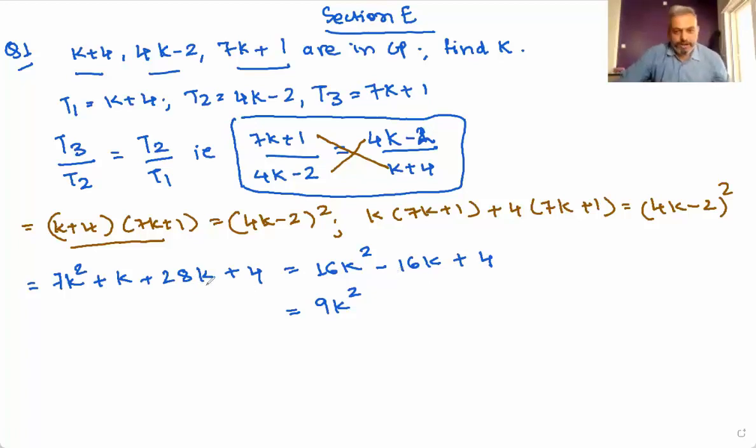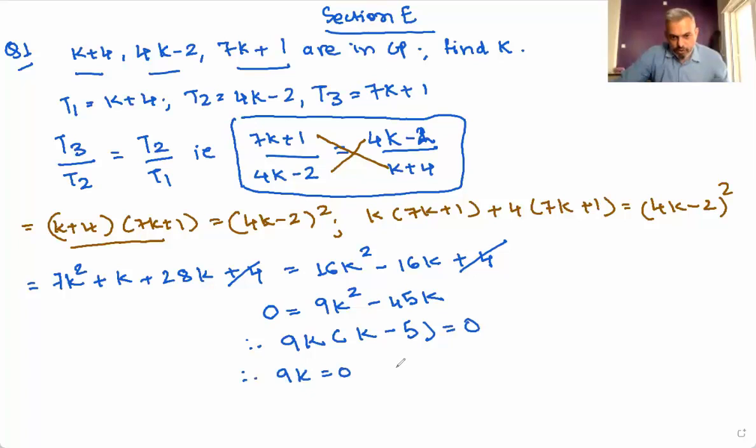So it will become 29 plus 16, 45. So it will become minus 45k, and over here plus 4, over here plus 4 cancel, which is equal to 0. Therefore 9k square minus 45k, 9k common, k minus 5 is equal to 0. Therefore 9k is equal to 0 or k minus 5 is equal to 0.